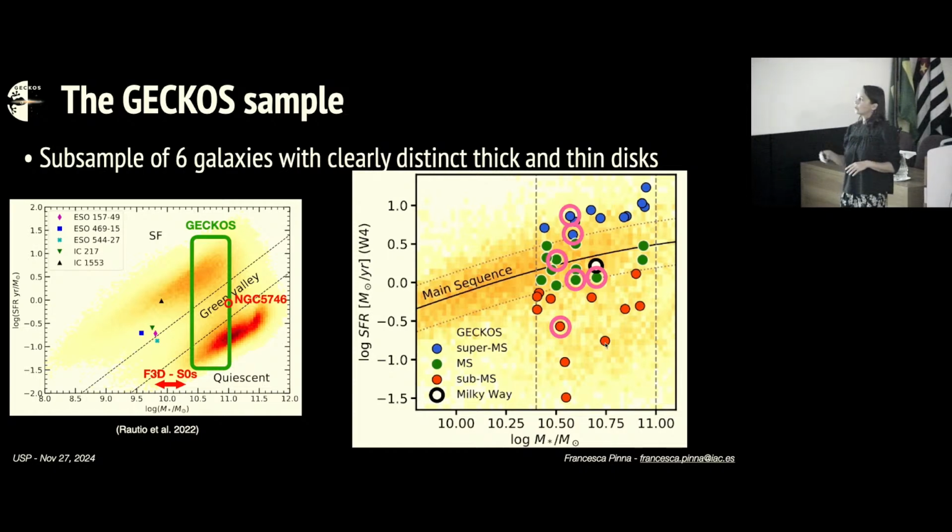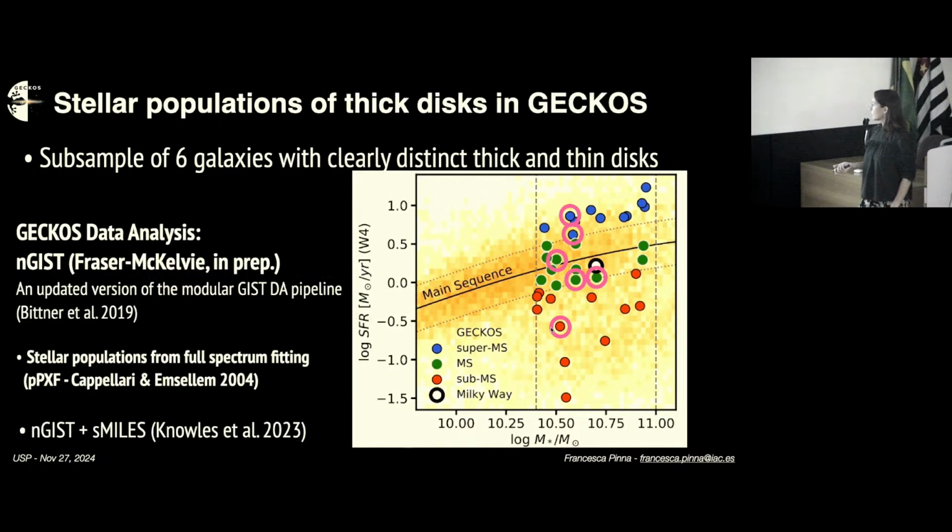So now we show a subsample, the first results of a subsample of 6 galaxies for which we have fully reduced data, and for which we know from previous morphological decompositions that they have a clear double disk structure. So these are the galaxies. We also have in these 6 galaxies some variety of the star formation rates.